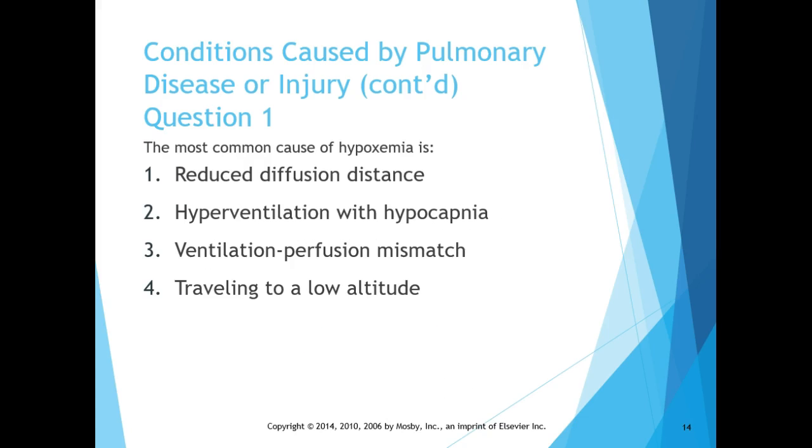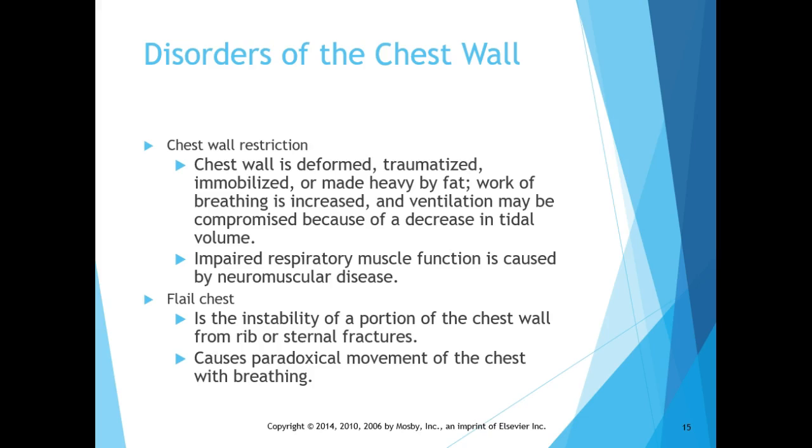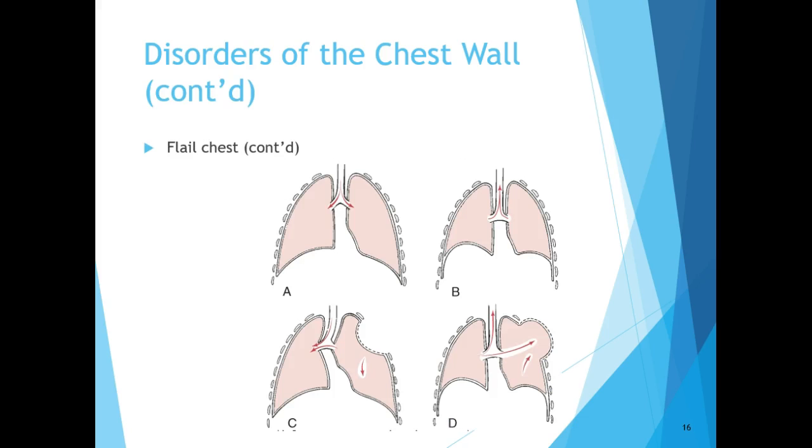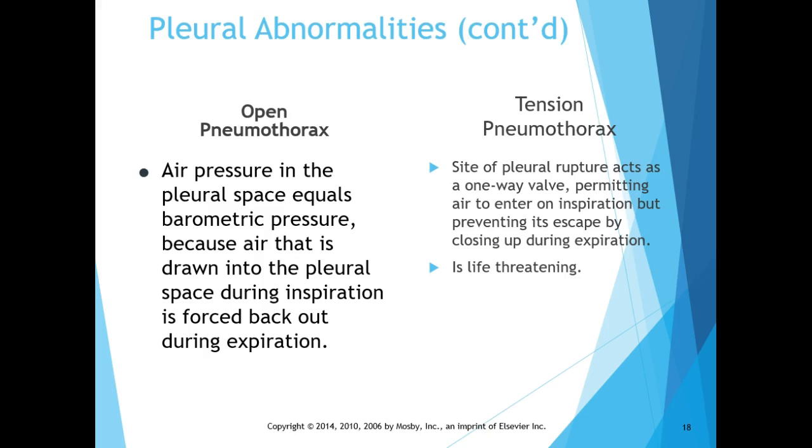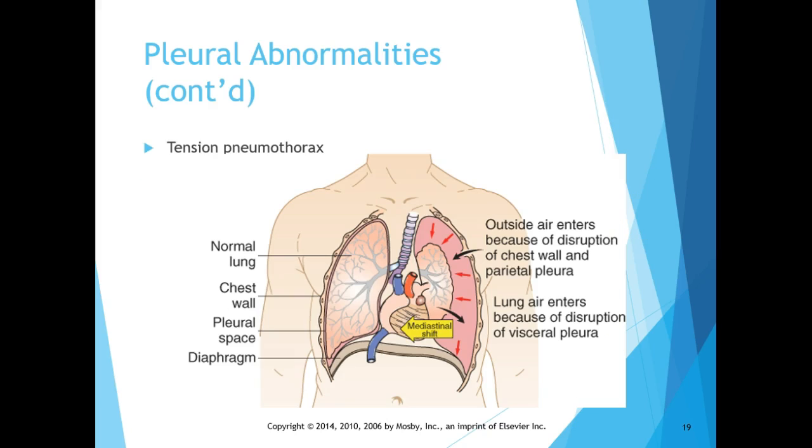The next part goes over chest wall disorders. You can have this from restrictive disease, or you can have a flail chest. This next slide goes over what's going on in a flail chest during inspiration and expiration. The next part goes over pneumothoraces. You can have open or tension pneumothoraces. This is when you have air in the pleural space.